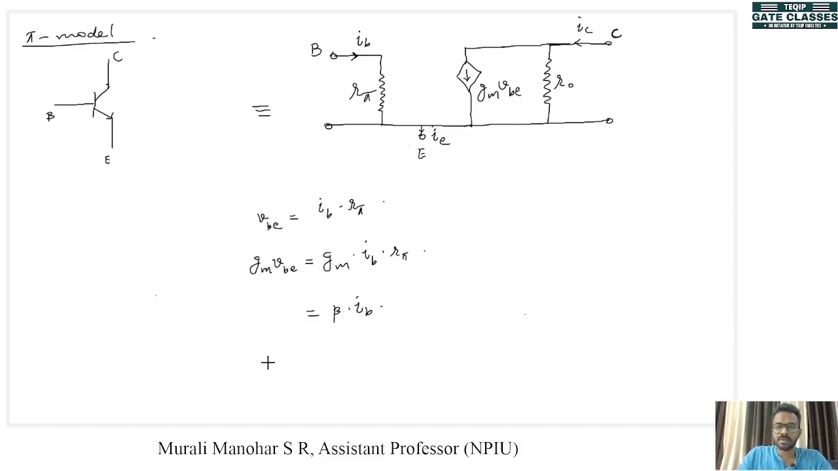RO is obtained from the output characteristics of this BJT, and RO can be written as ∂VCE divided by ∂IC. It can also be written as modulus of VA divided by IC, where VA is called the early voltage. Now let's see what VA is.